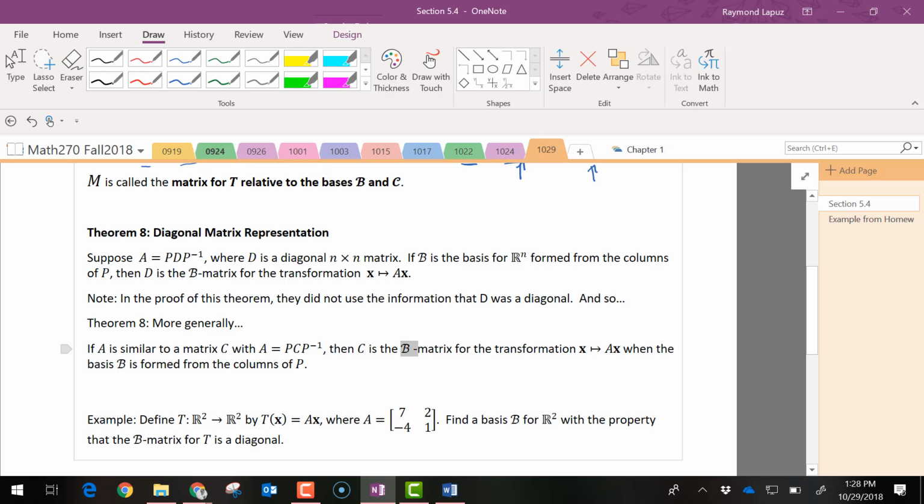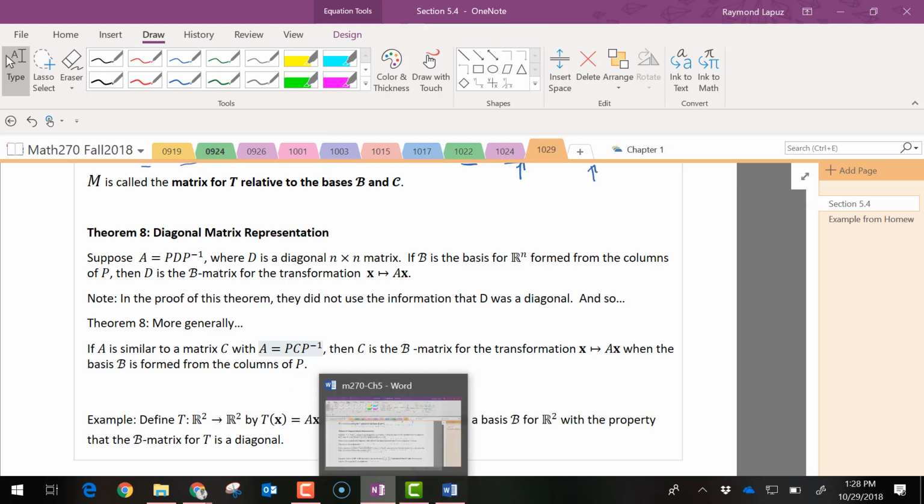That's part of the theorem too, that the B matrix transformation comes from the bases that form the columns of P. So the bases of B form the columns of P. And then here we actually have A, and we want this new matrix C. So we have to multiply by P inverse on the left and by P on the right. That would give you P inverse A P.